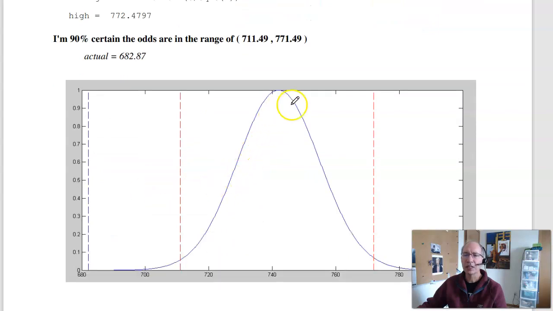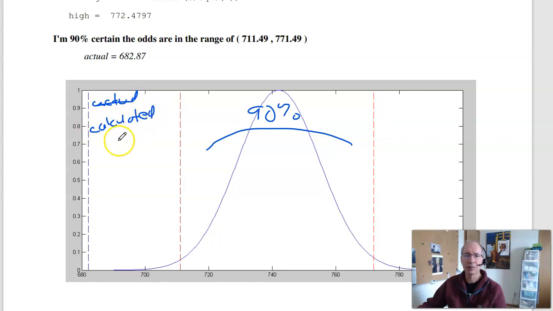What that looks like, this is the PDF for the actual odds of getting 4 of a kind in a 6-card draw. Here's my 90% confidence interval. And the actual, I should say actually calculated, odds are right here. This kind of tells me there's something amiss. I'm 90% certain that the Monte Carlo is inconsistent with my calculations. My calculations are off, or the Monte Carlo simulation is off. One of the two is wrong.